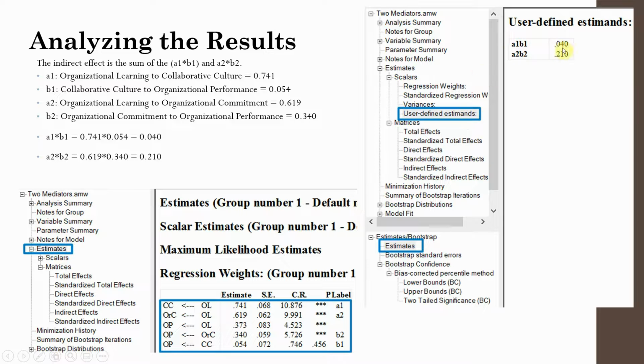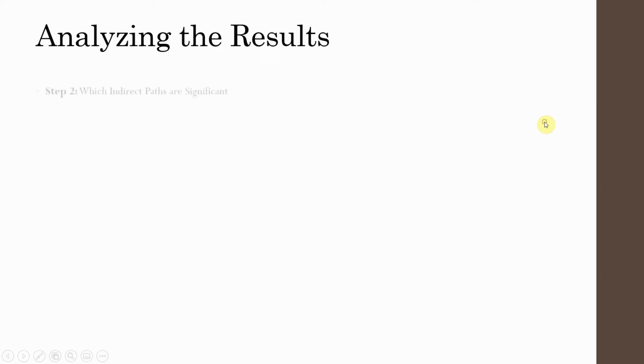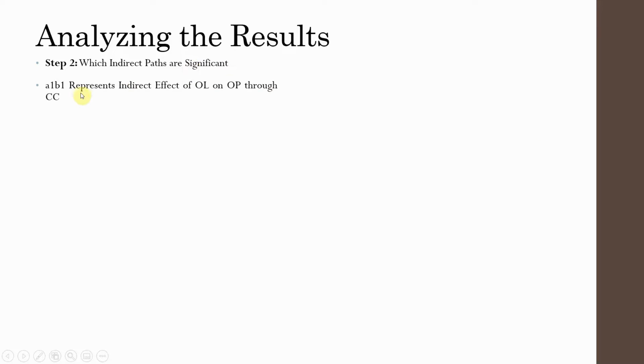Now our interest is in identifying which mediator is significant. Is this path here significant or is this path here significant? Now these are the effects, these are the weights, regression weights. Now are these significant? Let's move on. So which indirect paths are significant? A1 B1 represents indirect effect of OL on OP through CC. A2 B2 actually represents indirect effect of OL on OP through OC.